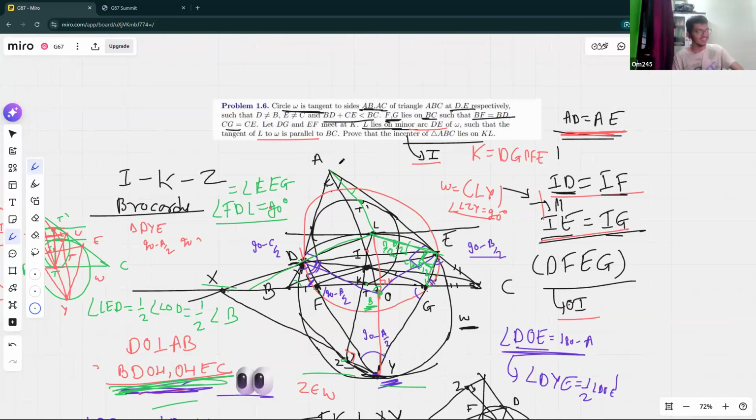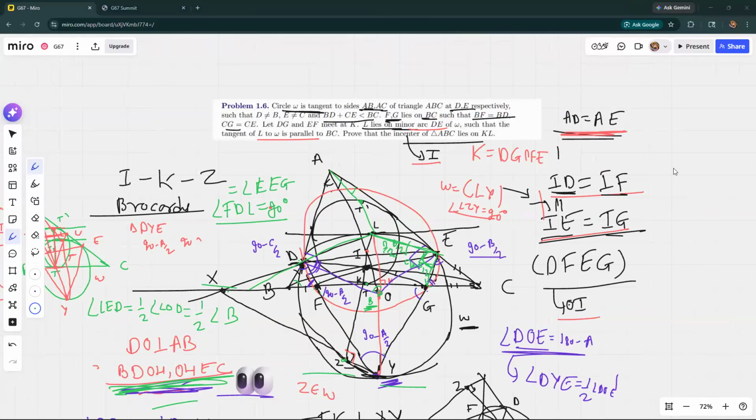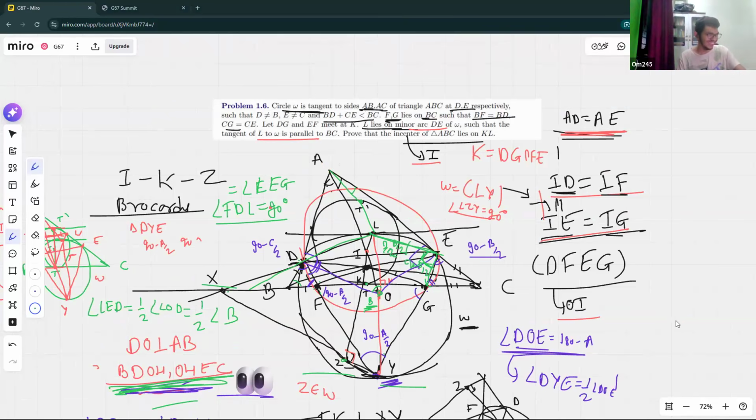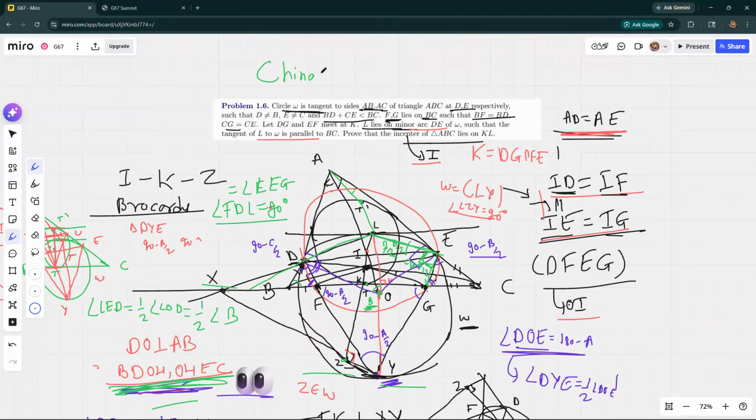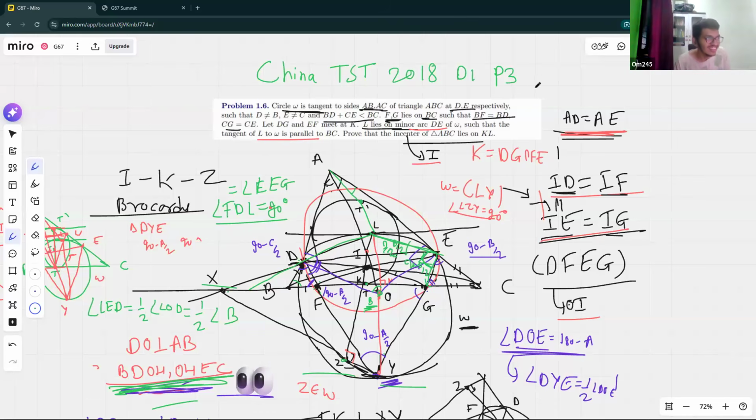We'll just check out. I think it was already revealed. Wait, when it was revealed, who revealed it? No. Is this a team selection test problem from any country? Yes. Is this a Chinese TST? Yes, again, of course. Is this from 2018 or something? Yeah, 2018 day one P3 again.